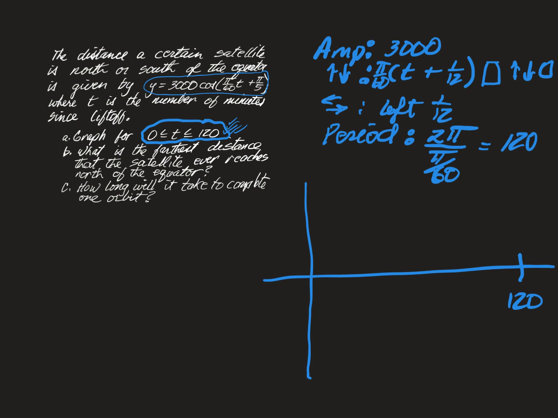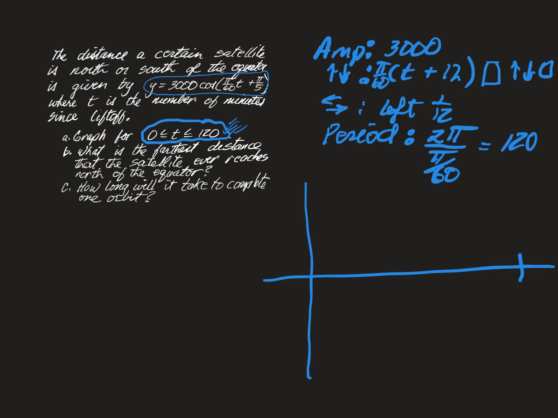And I noticed I made a mistake. Not 1/12 here. I need it to be 12. Because 12 times pi over 60 is pi over 5. Okay? That basically means we move left 12 minutes. So let me erase this as well. Now I can fix this.